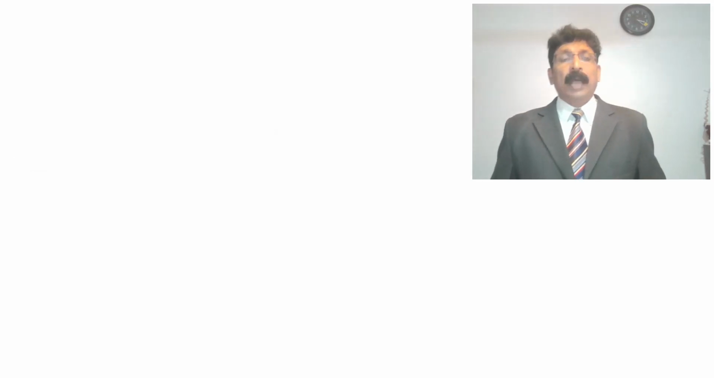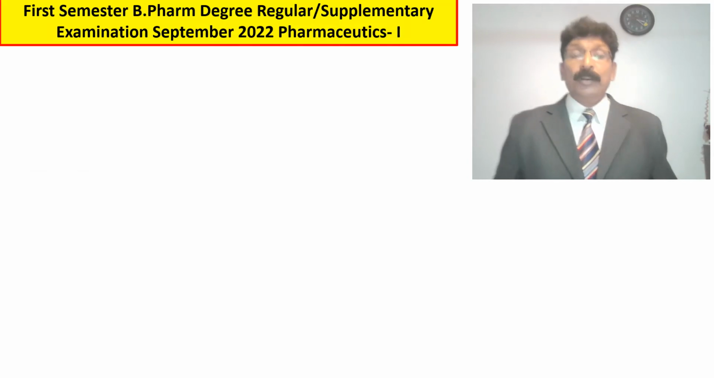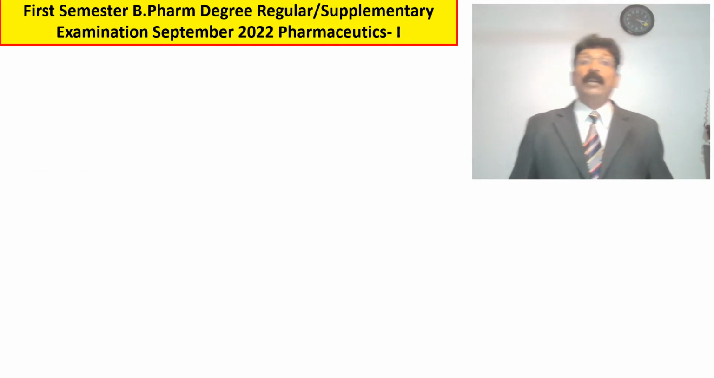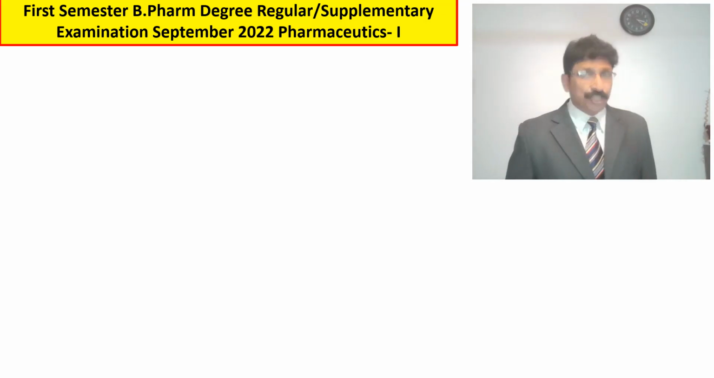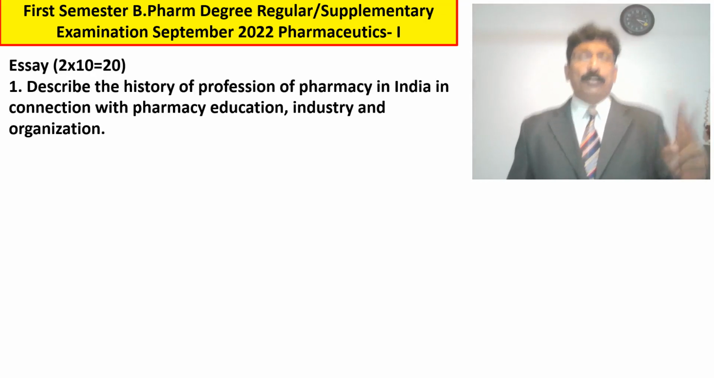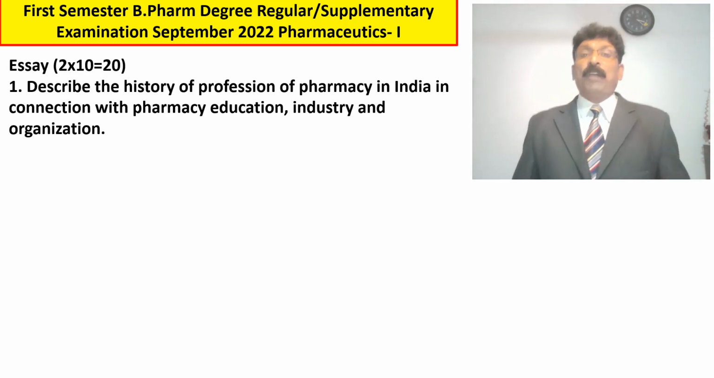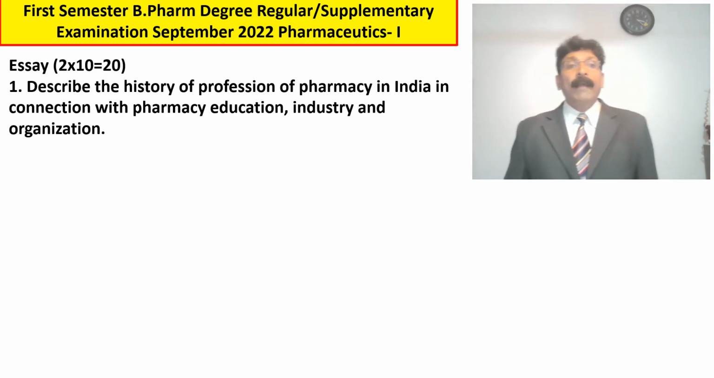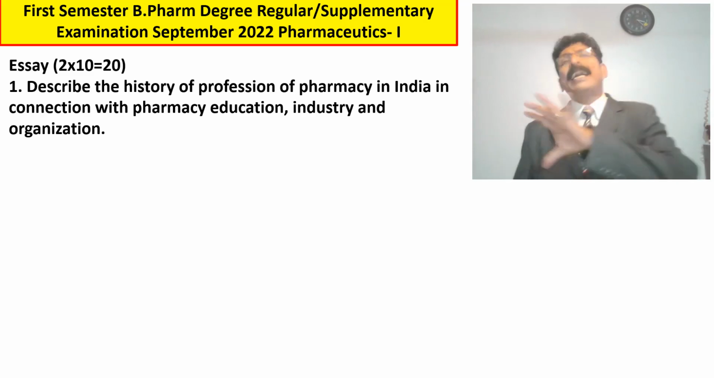And the next question paper which you have taken is September 2022, First Year B Pharmacy degree regular or supplementary examination. Here there are 2 essay questions, 10 mark questions. Describe the history of the profession of pharmacy in India and in connection with pharmacy education, industry and organization. They have written clearly from the syllabus.